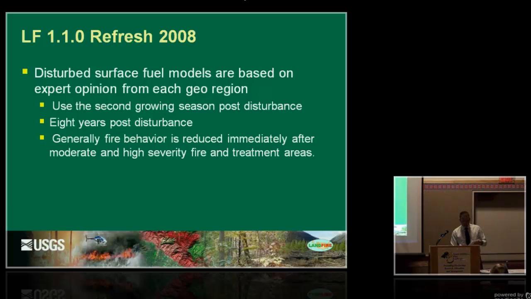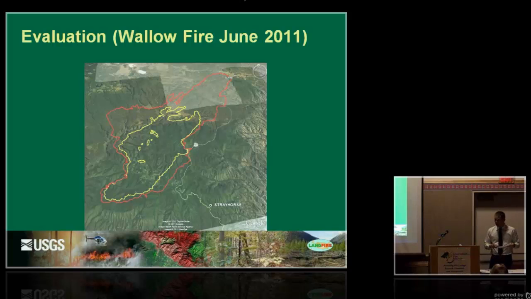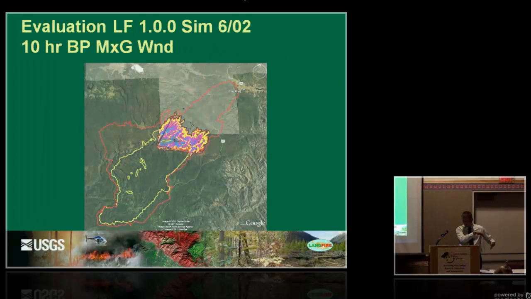Okay, so this is an evaluation that Charlie did on the Wallow fire, which was June 2011. So this is the fire perimeter. And let's get to something a little more interesting here. So this is the LANDFIRE National simulation for June 2nd, and it's a 10-hour burn period with max gust winds of 25 miles an hour. And you can see that through here, it didn't spread very well, actually. We're trying to get out to here, and we only made it like a third of the way.